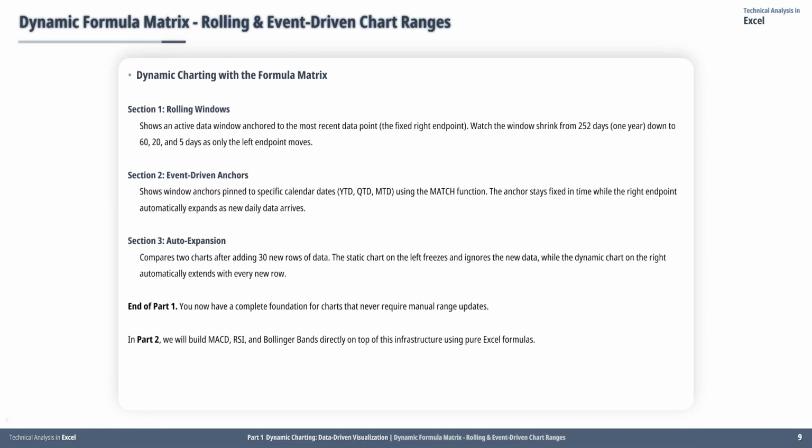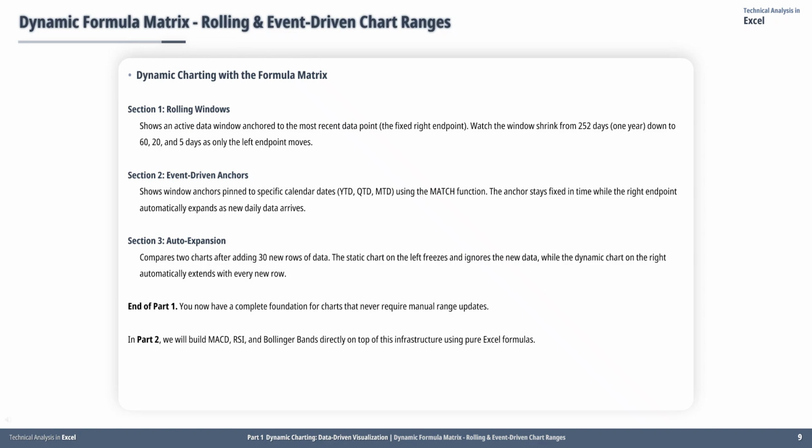Section 2 shows event-driven anchors. Here the anchor is a specific calendar date pinned in column A using the MATCH function. As we move from year to date, to quarter to date, to month to date, the anchor point moves rightward and the highlighted region shrinks. Each anchor is fixed in time, while the right endpoint continues to expand automatically as new data arrives each day.